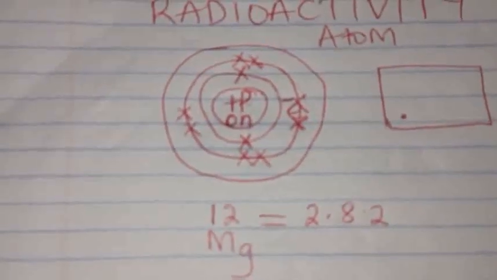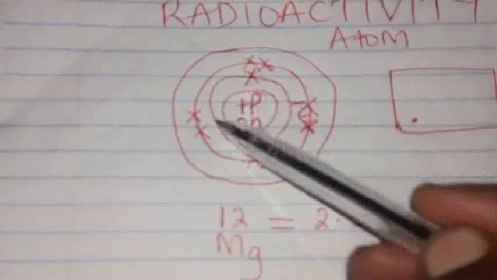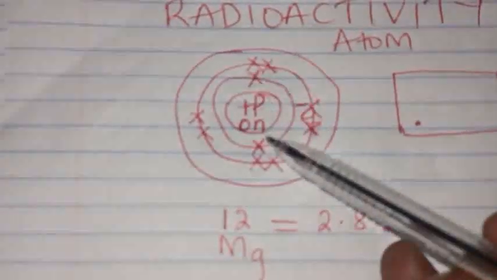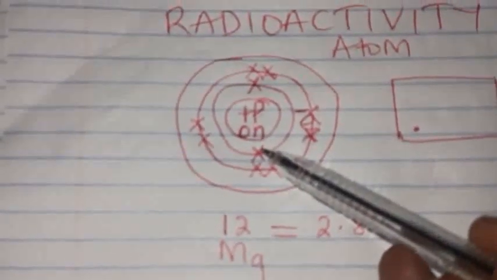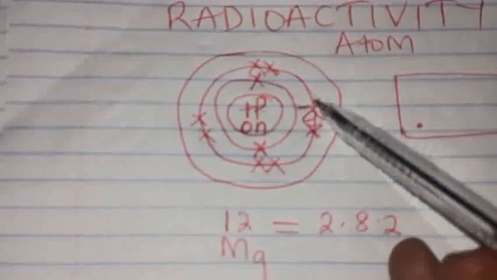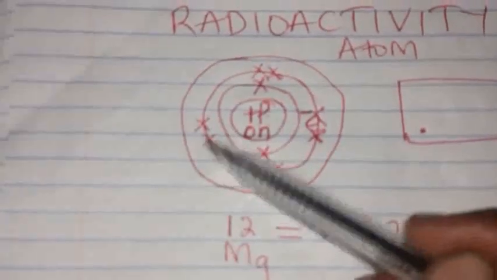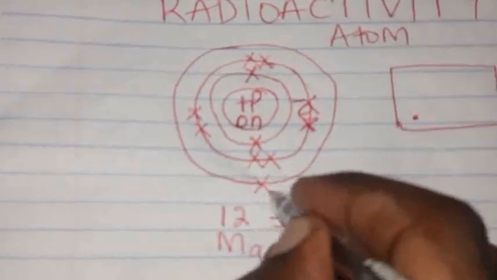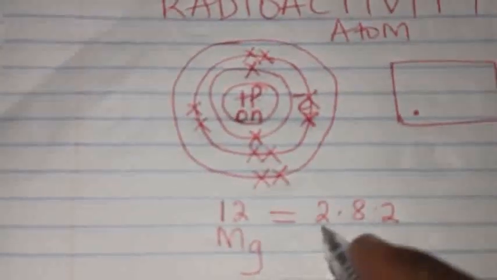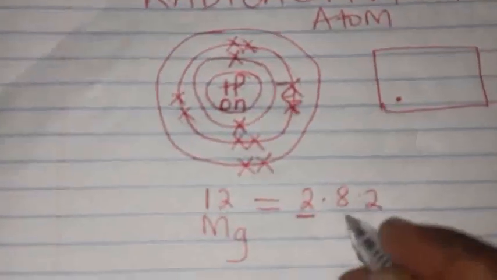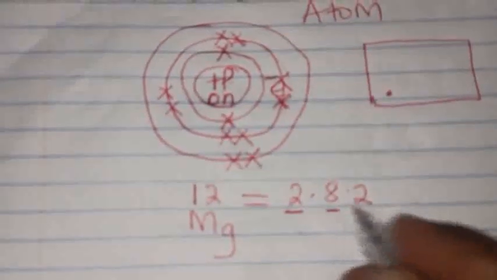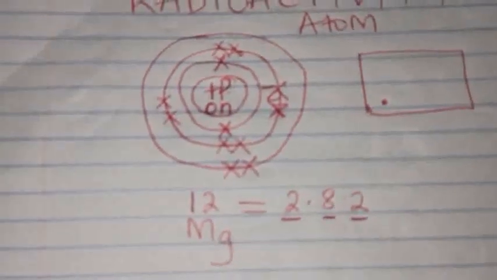Then we have 1, 2, then 3, 4. Those are 8. So we have the first energy level having 2, 1, 2. The second energy level having 8, 1, 2, 3, 4, 5, 6, 7, 8. Then the last energy level having 2 electrons. So the first 2 electrons, the second 8 electrons, and the last 2 electrons.